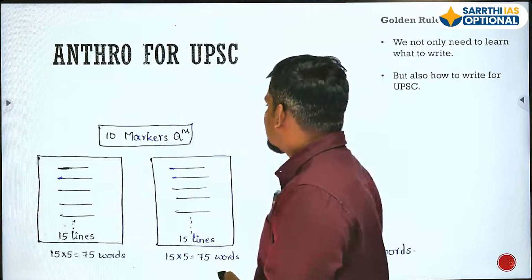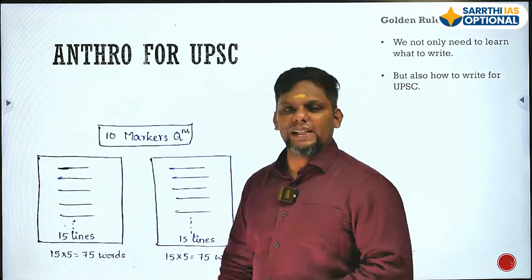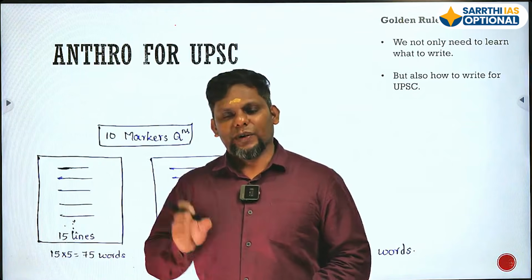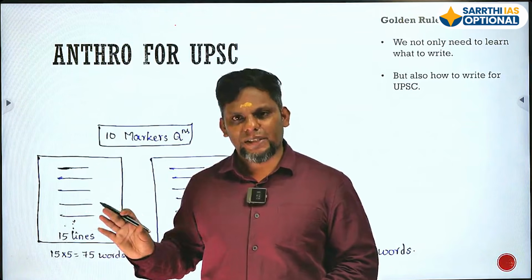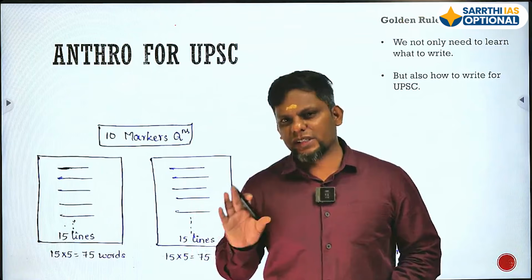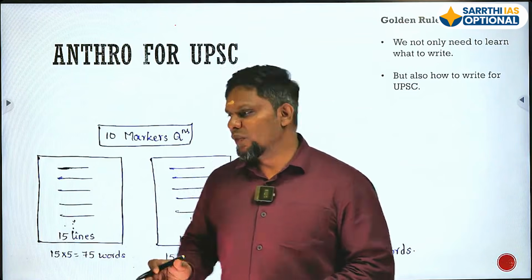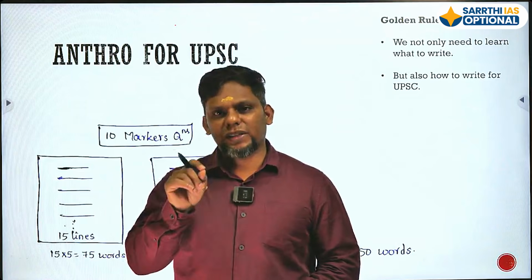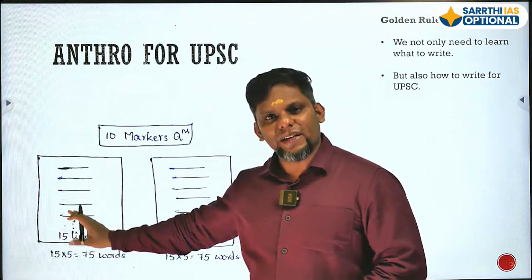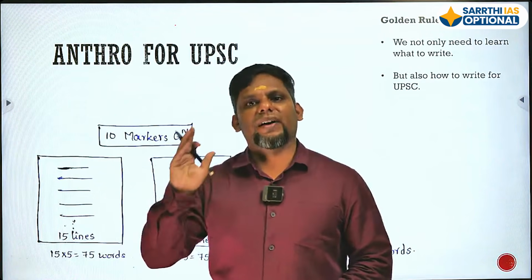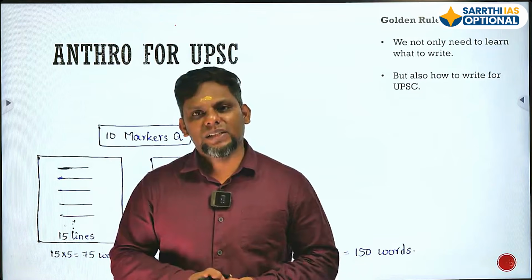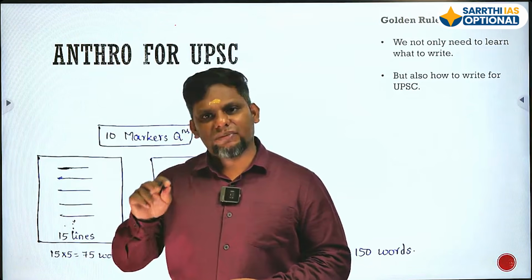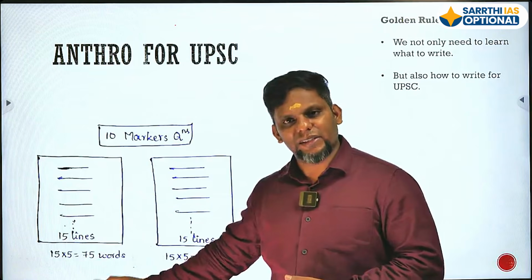So the number of lines per page, be very clear. You've got to write 15 lines per page. If you write 15 lines per page, generally 5 to 6 words per line. So if you take a look at 10 markers, how many words is it going to be? It is going to be a limit of 150 words. So if you write 15 lines and let's say you write 5 words per line, how many words has it been? 15 times 5 is what, guys? It is 75. So 75 words here, 75 words here.